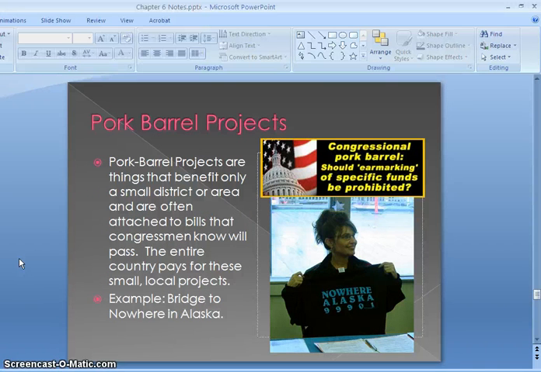They usually put them in bills that they know for a fact are going to pass. So if I want a new road in my town, I'm going to try to put it in a bill that, let's say everybody gets to pet a puppy on the second day of June. All right, everybody's going to vote for that, so the pork barrel project will get passed through.